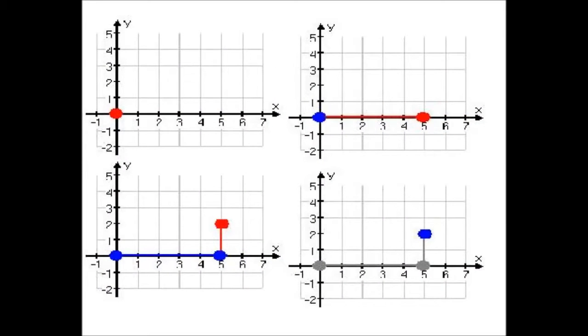So, for the point 5 and 2, you would start at the origin, the spot where the axes cross. Then count over to 5 on the x-axis, then count up to 2 moving parallel to the y-axis, and then draw a dot.